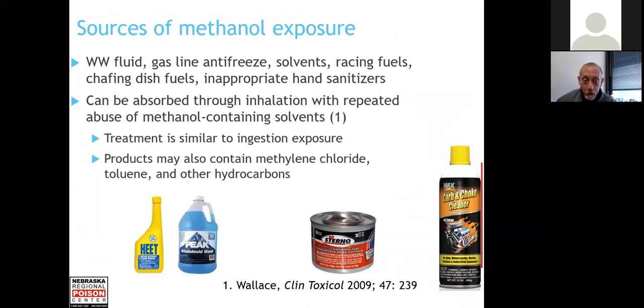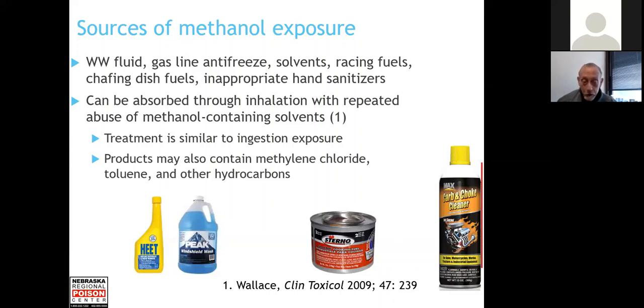So where do they get methanol? Most common source is automotive products, particularly windshield washer fluids, to some extent gas line antifreezes, also solvents that contain methanol. These days with the pandemic, there have been some inappropriate hand sanitizers. In the rush to get hand sanitizers out, the FDA allowed importation of some hand sanitizers that contained methanol instead of ethanol. So there still may be a few of those kicking around.